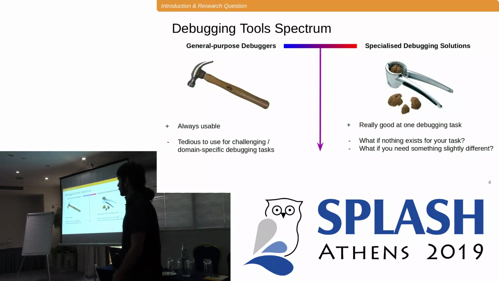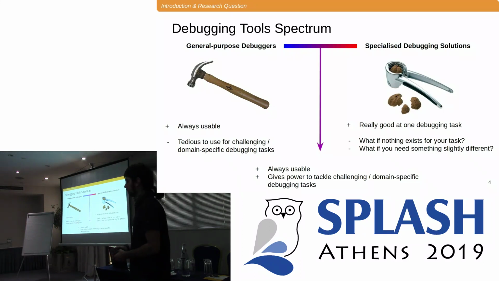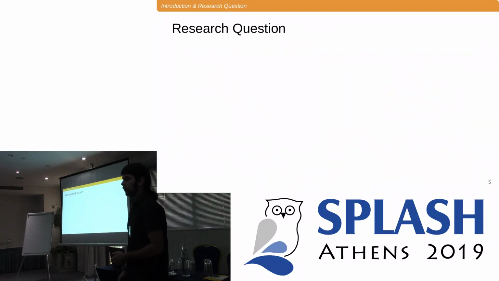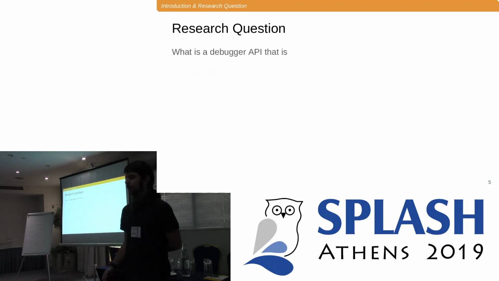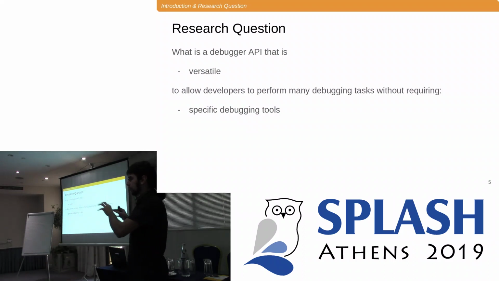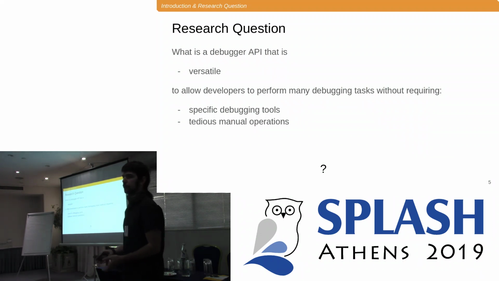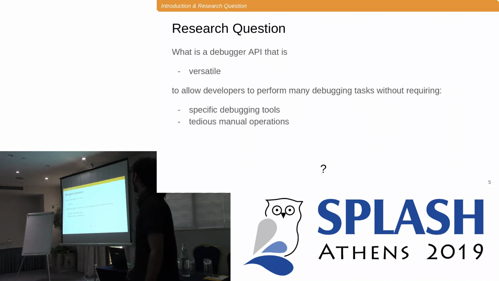So what we want is something in the middle that has the advantages of both worlds. Something always usable, and something that still has the power to tackle specific problems. And we believe that a debugger API has this potential, which leads to our research question: what is a debugger API that is versatile enough to allow developers to perform many debugging tasks, but without requiring multiple specific debugging tools or tedious manual operations? Because technically, you can do everything, because it's computer science, Turing complete. But sometimes it's just too tedious to actually do it.